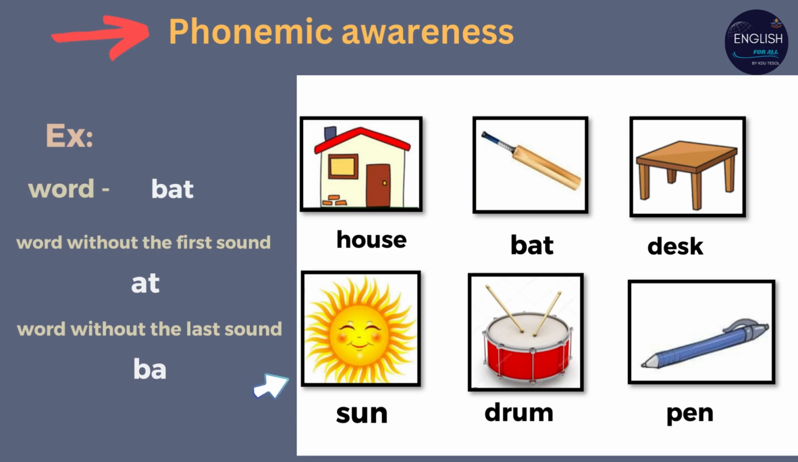Phonemic awareness. Through this activity, we can check whether students can separately identify the sounds or not. First, show some picture cards like this. Then, ask them to pronounce the words. As a next step, we need to ask learners to pronounce the words without the first sound and then without the last sound. As an example, the word bat. Without the first sound, it is pronounced as at. Then, without the last sound, it is pronounced as ba. Learners with dyslexia may find it difficult to pronounce it like this compared to others.